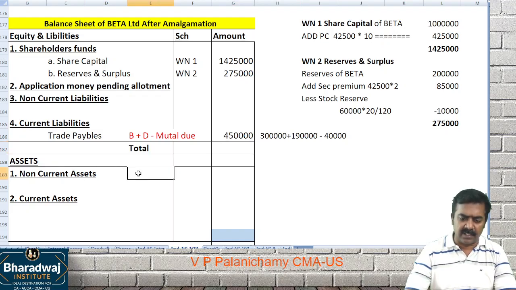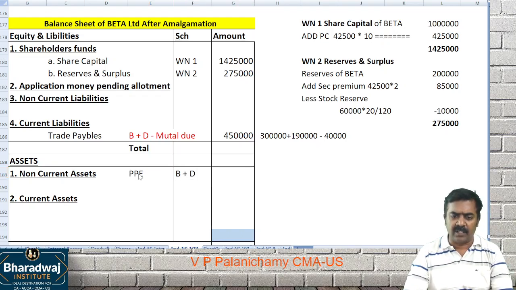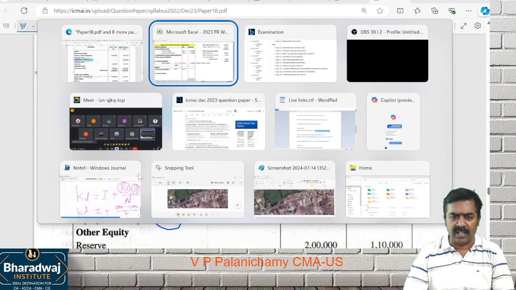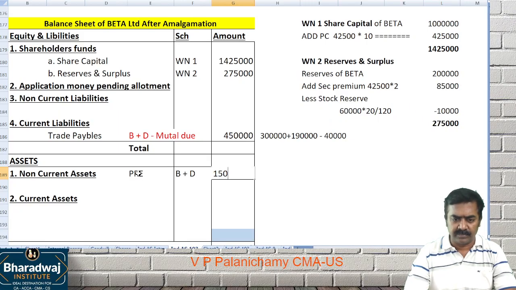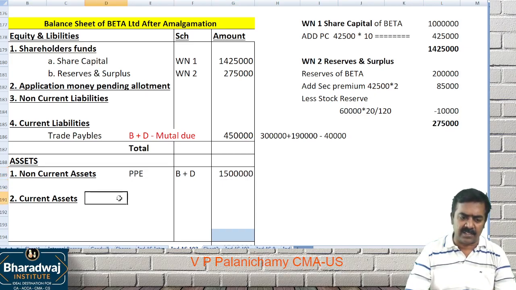Non-current assets, nothing but plant, property, equipment, Beta plus Delta. No revised value, we have taken the book value. Plant, property, equipment is 10 lakh plus 5 lakh, which is 15 lakhs. That investment will not come. That will be cancelled. That is not taken over at all.